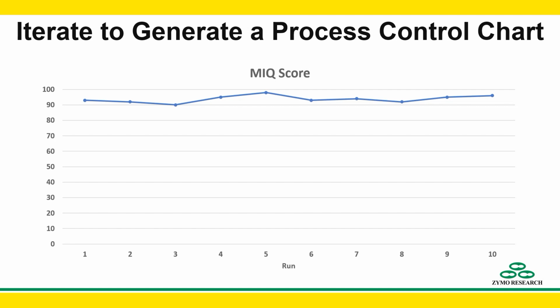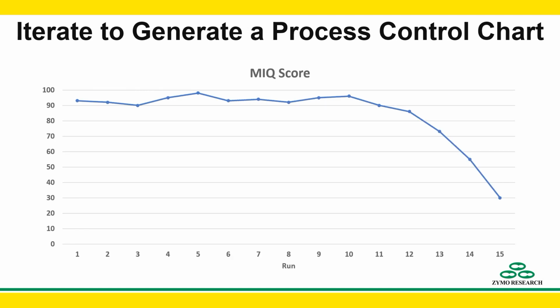The kind of thing we don't want to see looks more like this. And this is the advantage of running standards with every single prep, is you can very quickly pick up on this kind of situation. So we have the first same 10 runs as before, where we have very good performance. Starting with run 11 and definitely into run 12, we're seeing a decline in performance that actually starts declining more and more with each run.